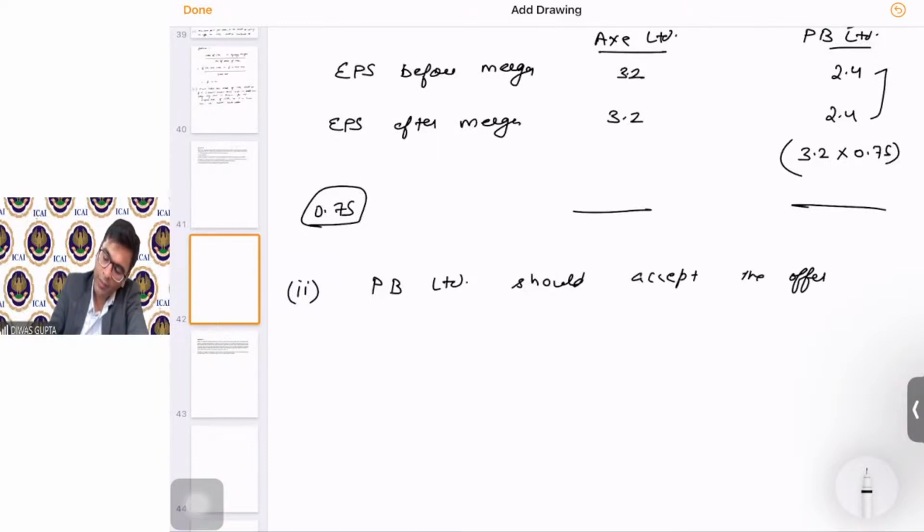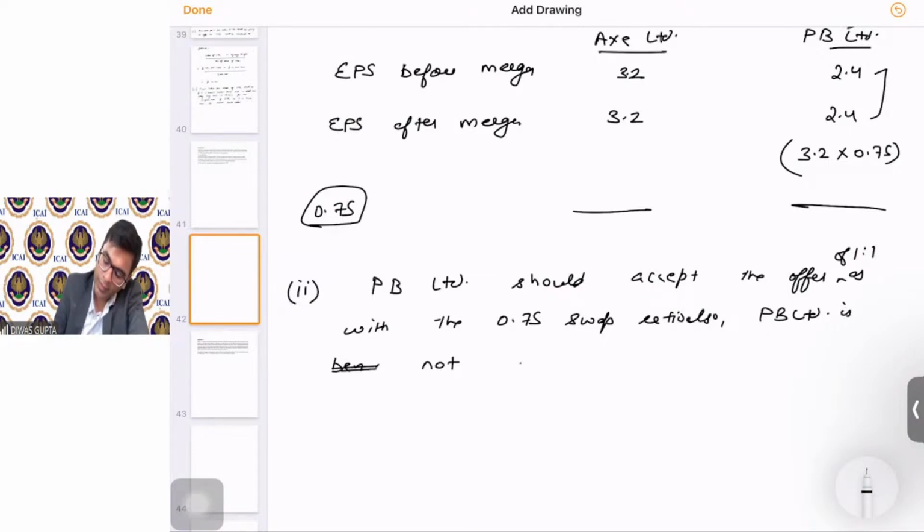PB Limited should accept the offer of 1:1, as with the 0.75 swap ratio also, PB Limited is not at a disadvantage.